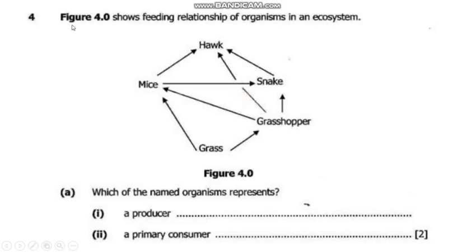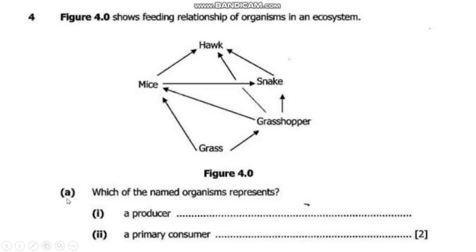The question reads, Figure 4.0 shows feeding relationships of organisms in an ecosystem. So here we have figure 4.0 that is showing the feeding relationships in an ecosystem. So we have grass, grasshopper, snake, hawk, mice. Okay, so these arrows are showing how these organisms are able to feed on each other.